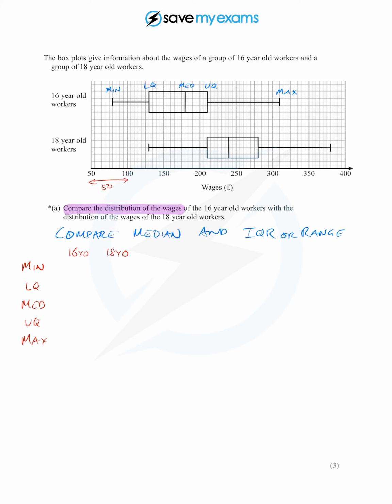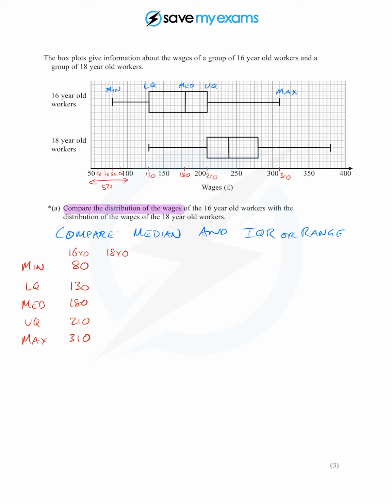Right, yes, so 1 little square is 5, and so we've got 50, and let's just say 60, 70, 80, 90, so 2 little squares is 10. There we go. So the minimum for the 16-year-olds is 80. The lower quartile, if you look at it carefully, is 130. That's there, that's 130. The median is here, which is going to be 160, 70, 80. The upper quartile is 210, and the maximum is 310 there. So that's 210 and 310. I'm just marking those on the graph.